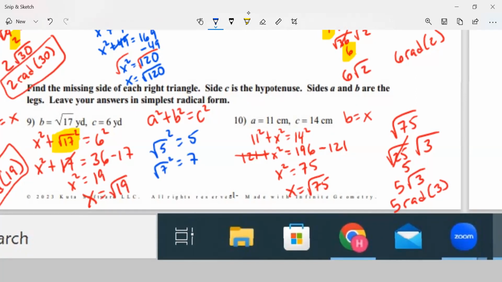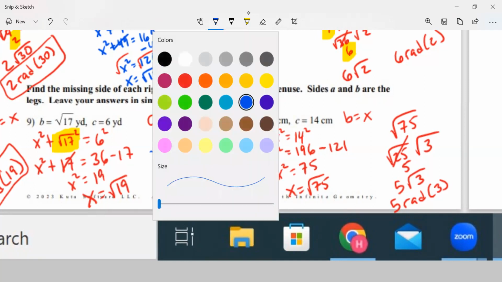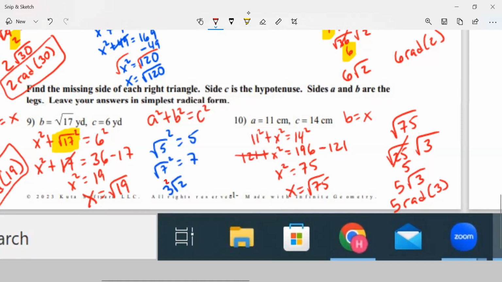Now, what if I have 3 radical 2 all squared? What if I have to square that? What I expect you guys to do is square the 3, square the radical, and then combine. What do I mean by that? 3 squared is 9. Radical 2 squared is 2, because remember, the squared and the square root cancel each other out.